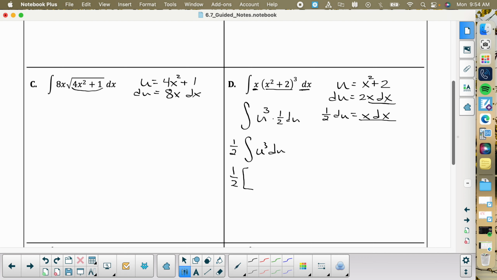Now, I'm going to integrate the u cubed, and it's going to be u to the 4th divided by 4, plus c. Now this 1/2 technically multiplies to both things, but when you multiply a c, it just still stays a c. Right.